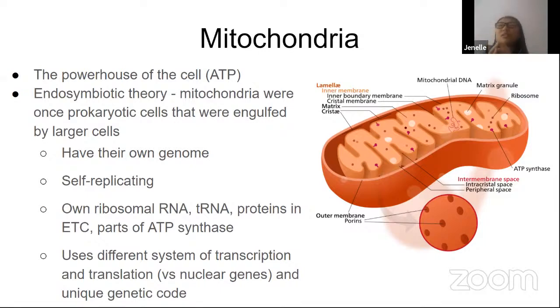But the main thing that I want you to focus on right now, at least for this lecture, is just mitochondria, the main producer of ATP, energy for the cell. And the endosymbiotic theory is the one that is associated with the mitochondria. What this theory was saying is that mitochondria were once prokaryotic cells that were engulfed by larger cells in the past.